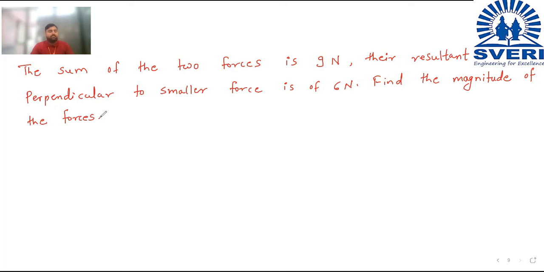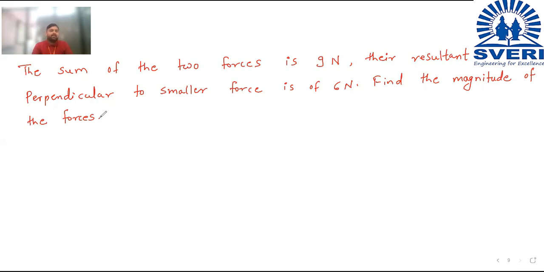Are you able to imagine how the diagram will be, how the parallelogram will be? Anybody can tell me? If you read it, the sum of the two forces is 9 Newton. So the sum is given to you. It means that P plus Q is 9. It is given in the numerical. In the first line, they told us the sum of two forces is 9 Newton. So P plus Q is equal to 9. This is your first equation. Then what they have told us further: their resultant, which is perpendicular to the smaller force, is 6 Newton.